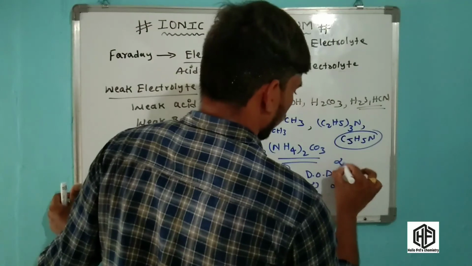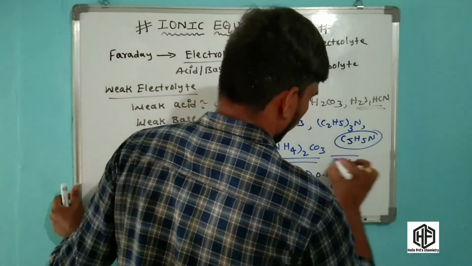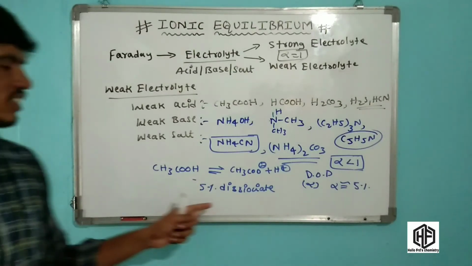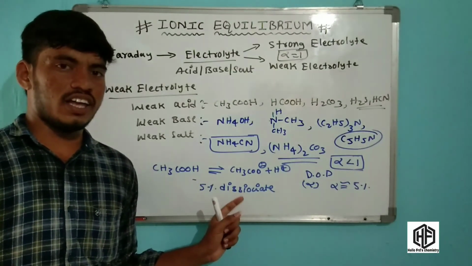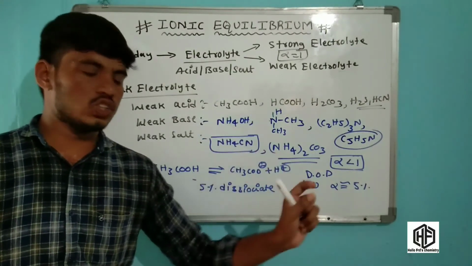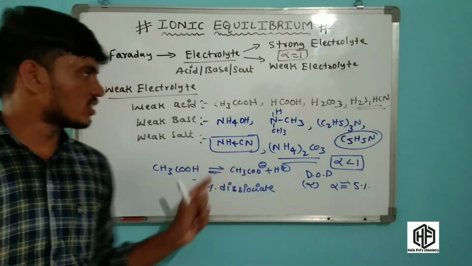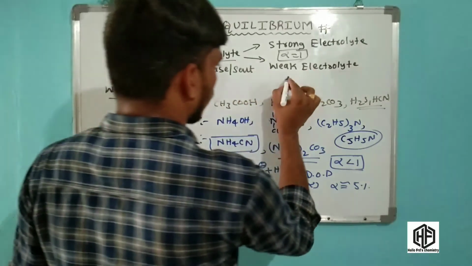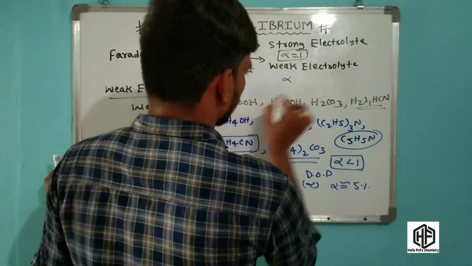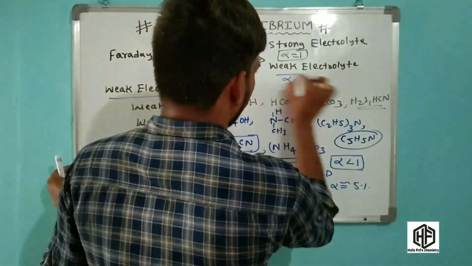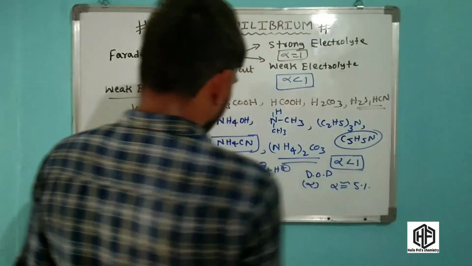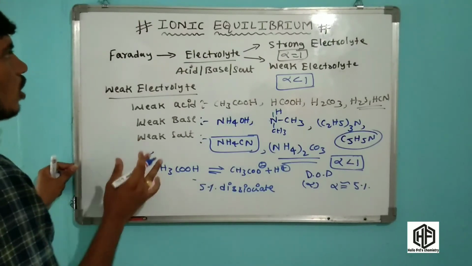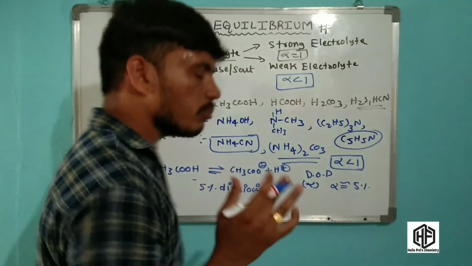It means alpha is less than 1. A weak electrolyte cannot be dissociated 100%; it is dissociated only about 5%. It is called a weak electrolyte. The weak electrolyte has a degree of dissociation less than 1, and it exists in ionic equilibrium. This is the concept of the introduction to ionic equilibrium.